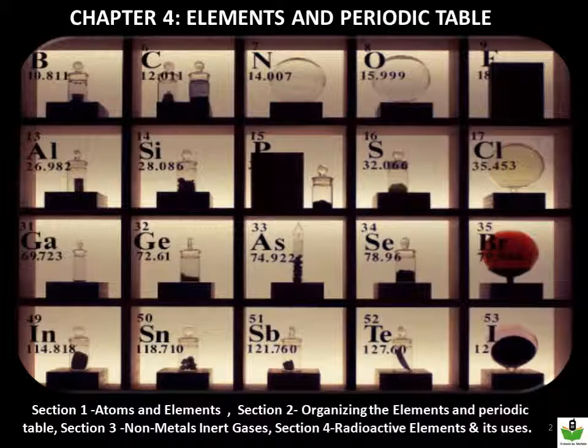For ease of understanding, I have divided this chapter into 4 sections. First section is about atoms and elements. Second section describes organizing the elements and periodic table. Third section is about metals, nonmetals, and inert gases. And the fourth section is about radioactive elements and its uses.